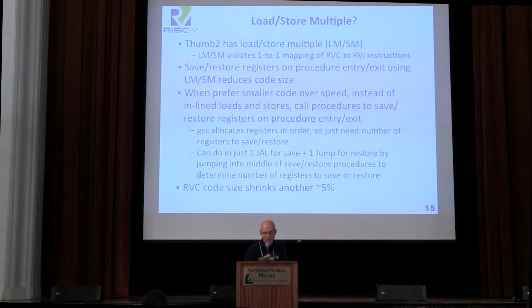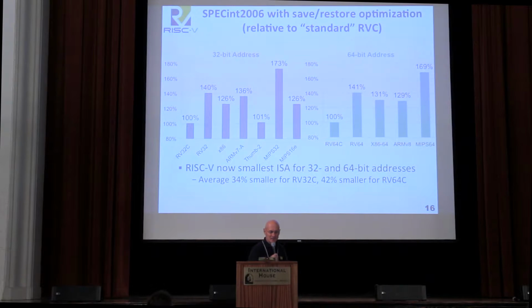So that shrinks code size another 5%. That compiler trick all by itself is worth more than the dozens of instructions that we propose. When we renormalize to that, you can see RISC-V just happens to be the smallest one by a significant margin.